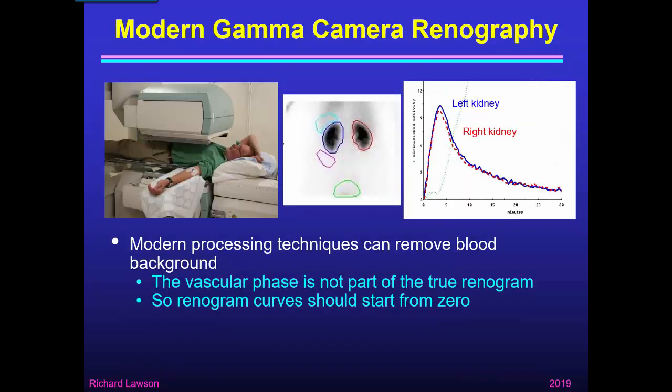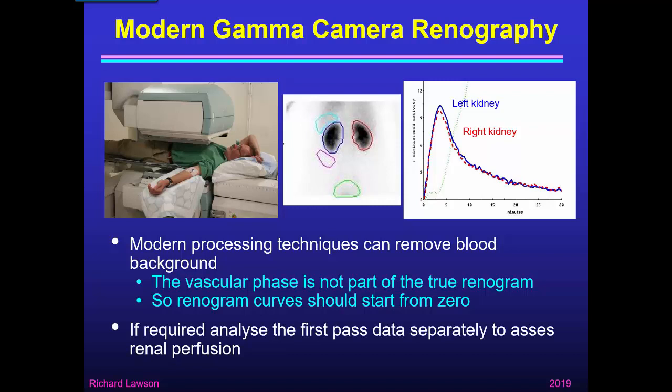However, modern gamma camera renography uses other processing techniques which can remove blood background. So nowadays it's recognised that the vascular phase is not really part of the true renogram, so it should be removed, and therefore the renogram curves should start from 0, as we see here.